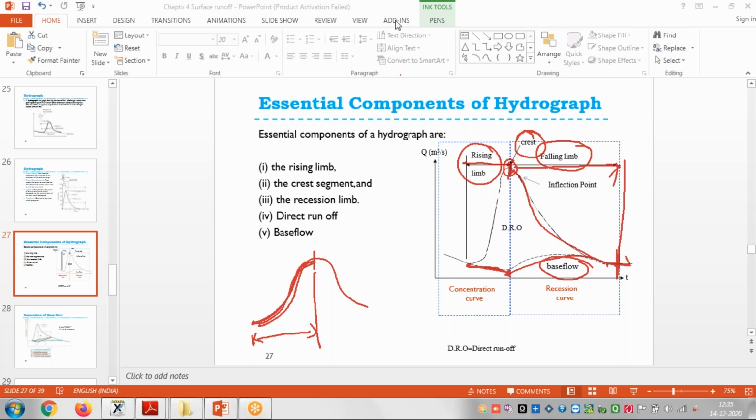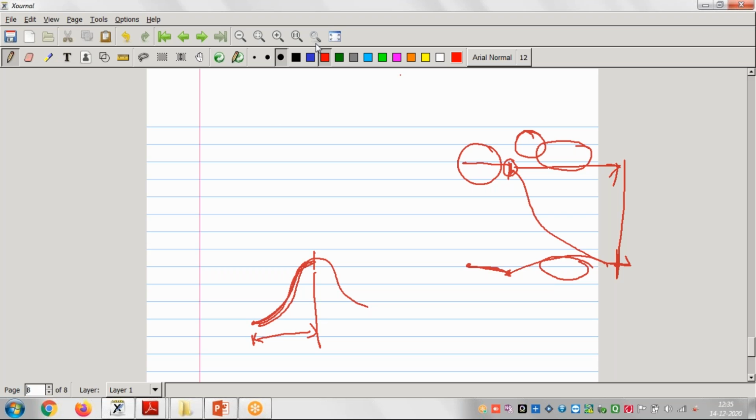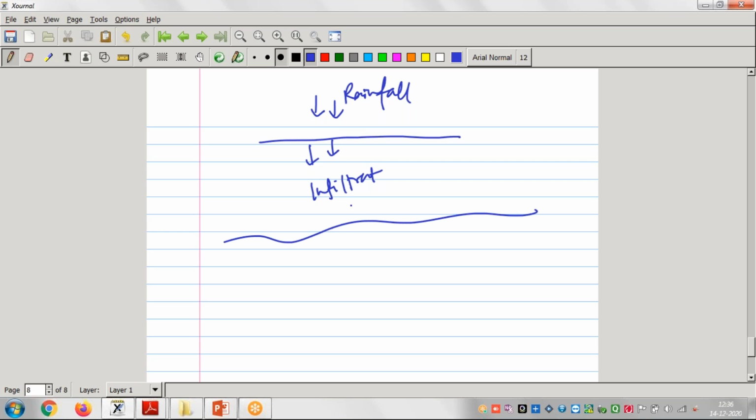When the rainfall started, some part of water goes inside, right? And it meets the water table. When rainfall starts, what happens? Most of the water goes inside the ground. That is infiltration, we can say, right? And here is, suppose, some water table. The water goes and meets this water table.